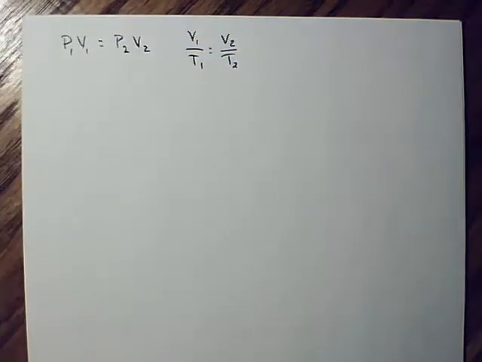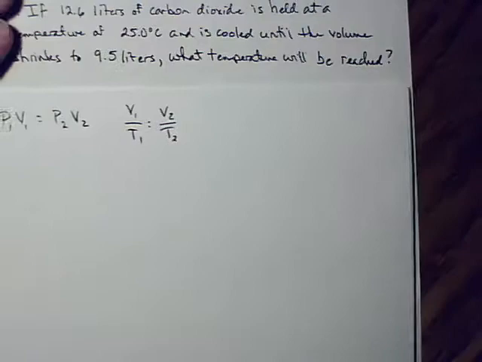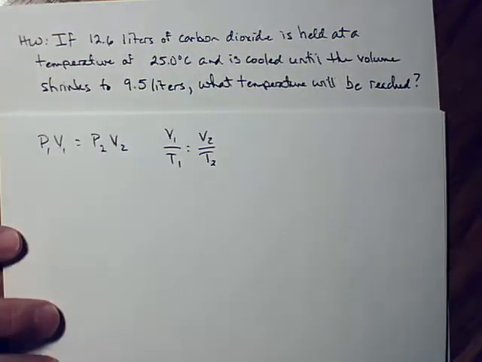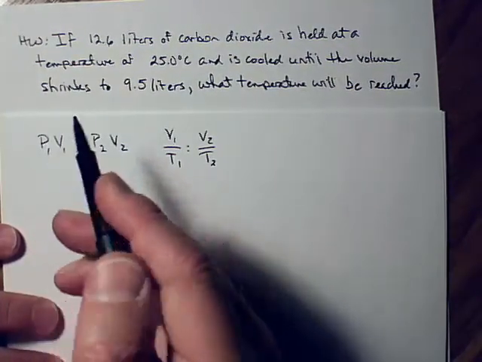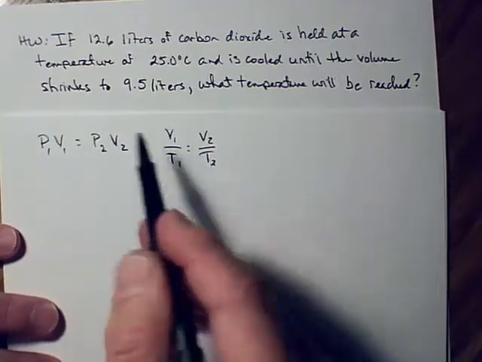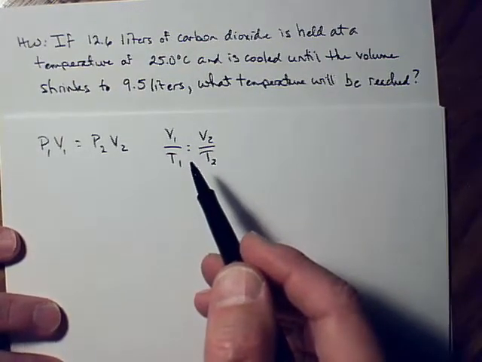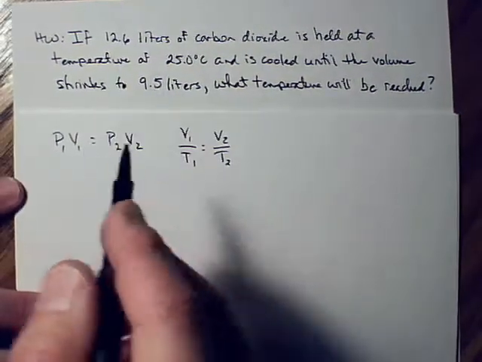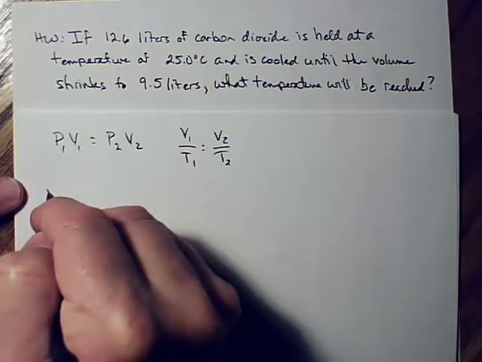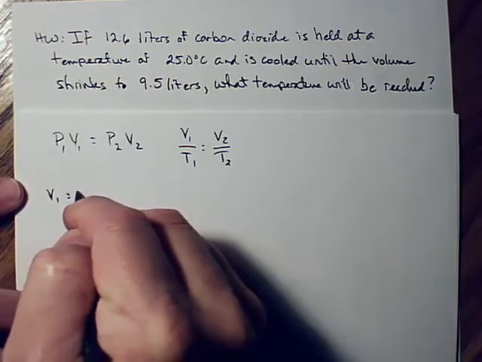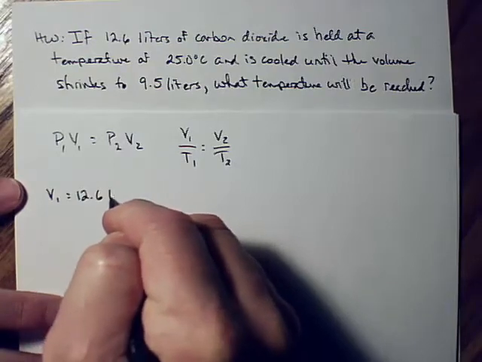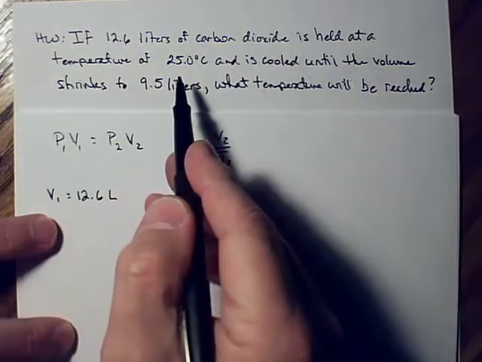So what we want to do is take this problem and make a list of knowns and unknowns, and see which one of these two equations actually fits that list. So we have 12.6 liters, that's a volume. So we can say volume 1, 12.6 liters. It's held at a temperature of 25 degrees C.